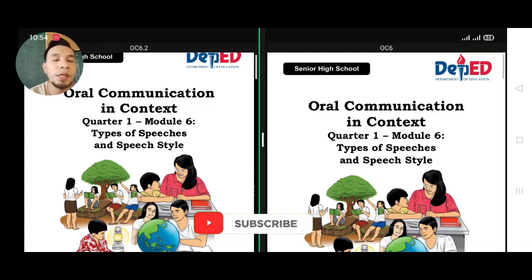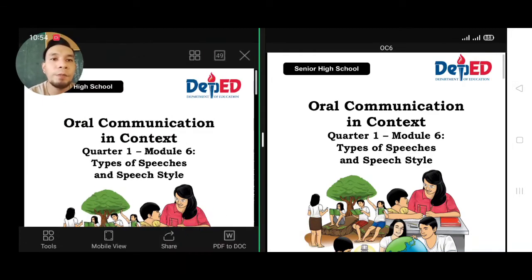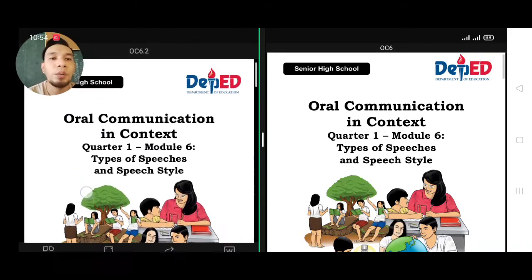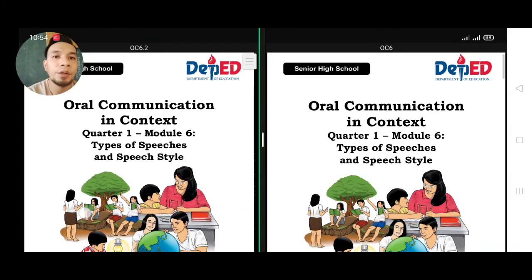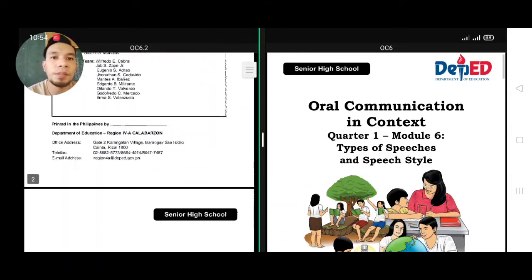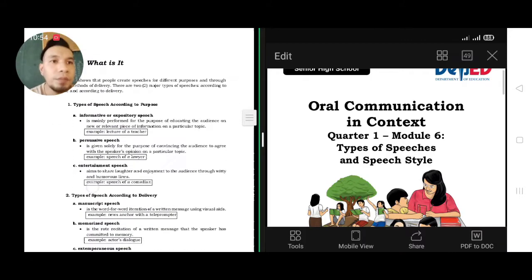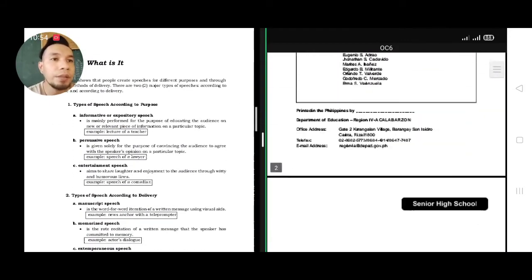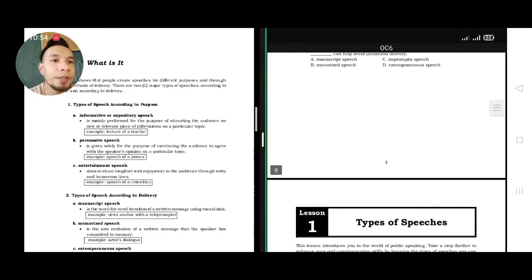As you can see, we have the document pulled up twice so that we will not be swiping up and down whenever we need to check on something. On the left, let's go to the what is it part. There you go. On the right, let's stay with the what I have learned.